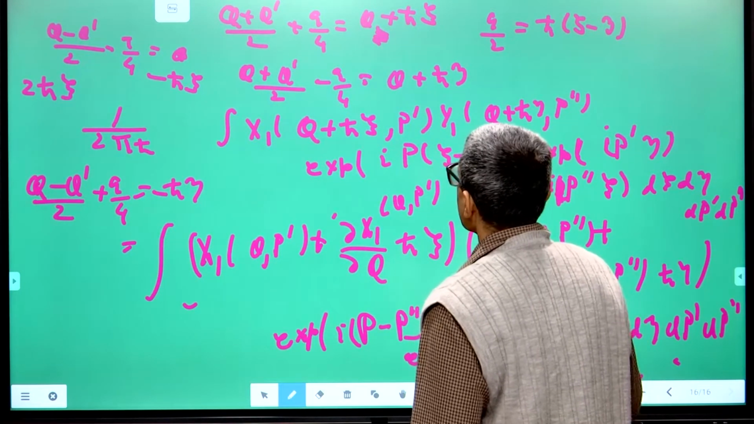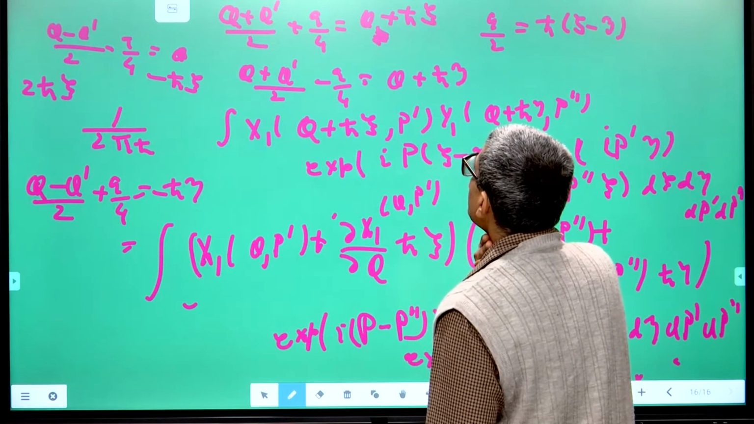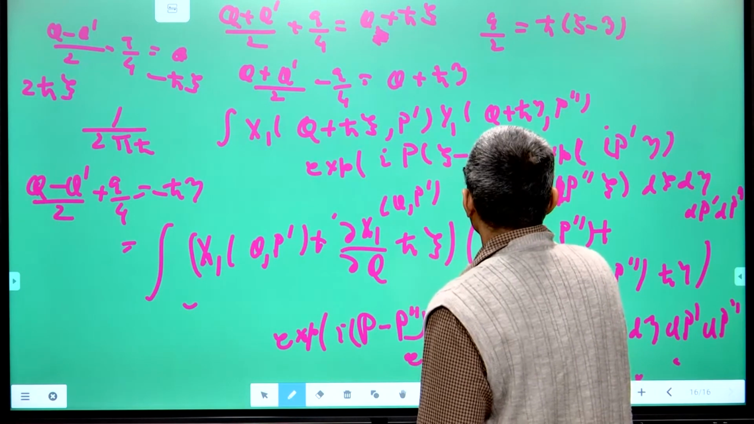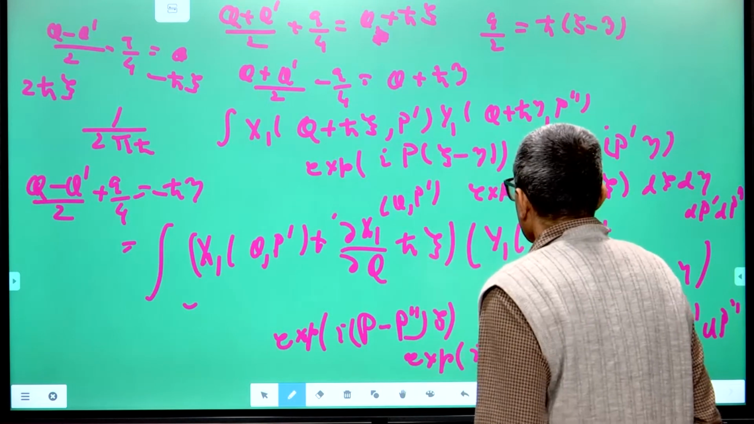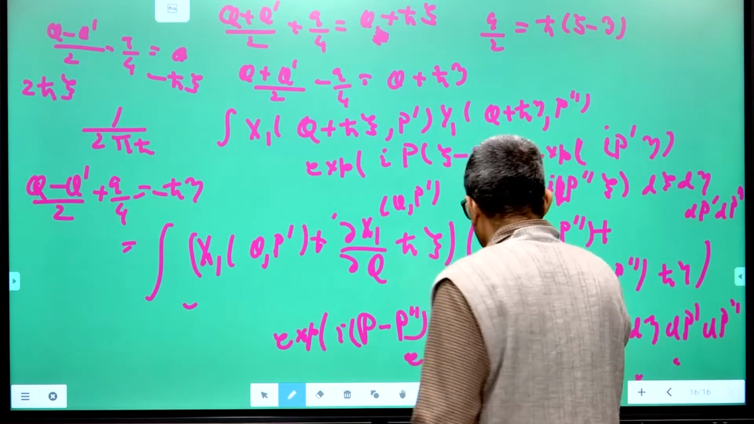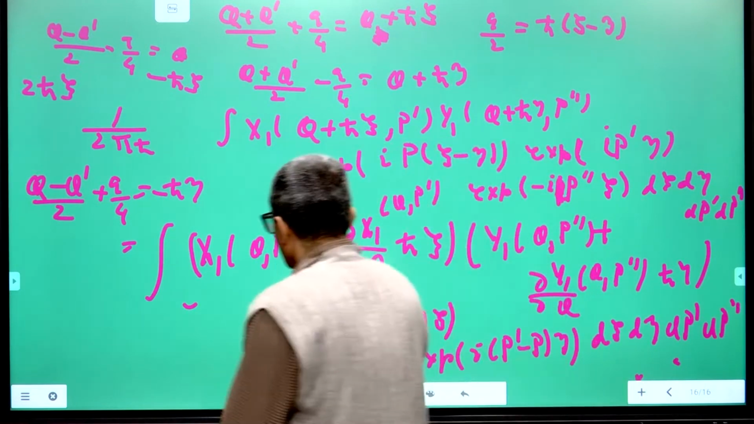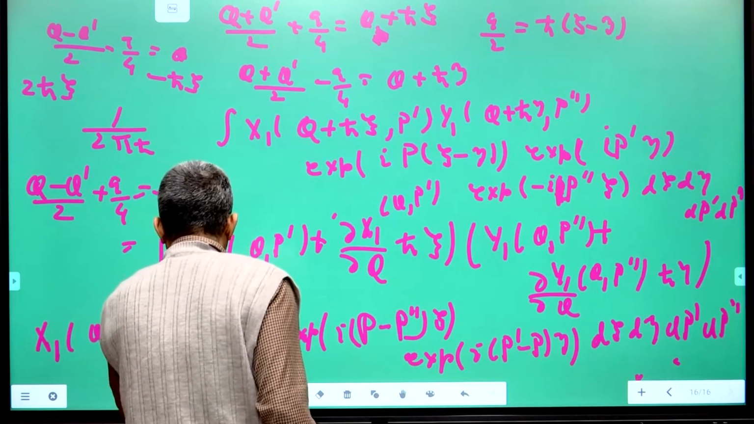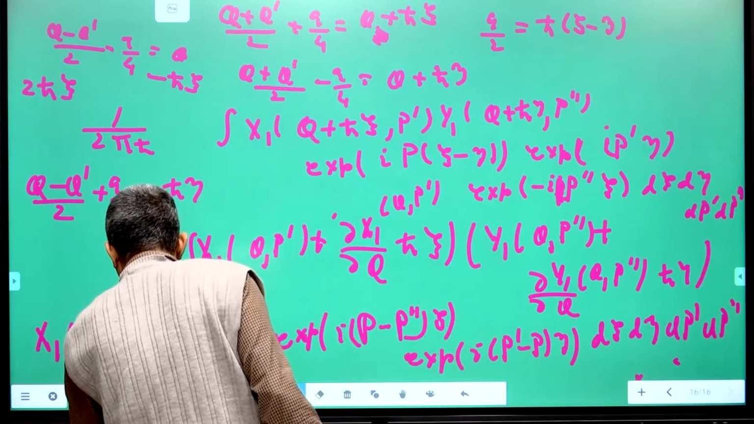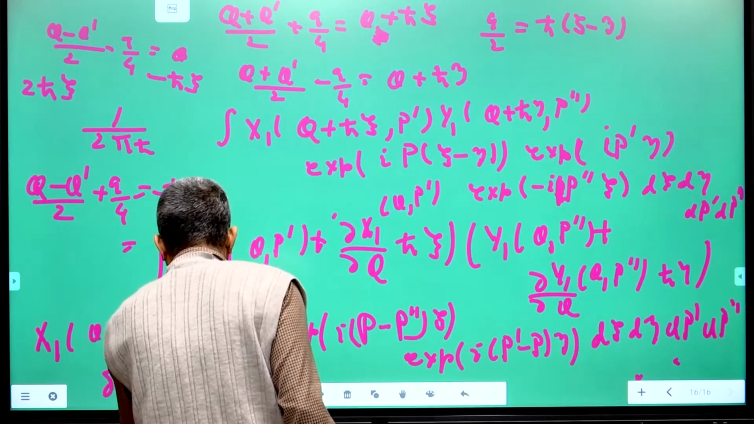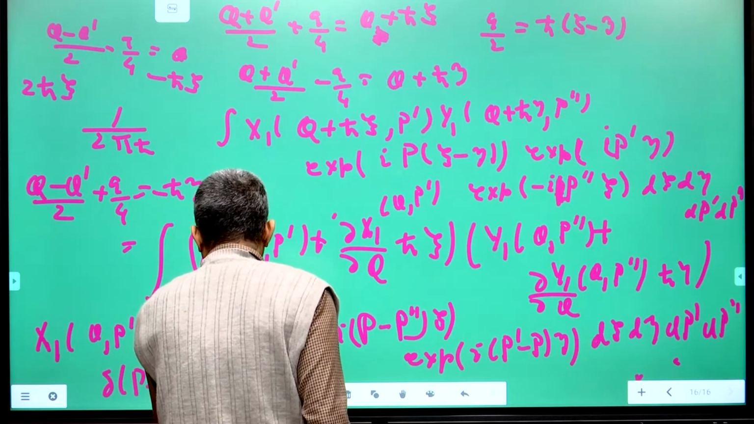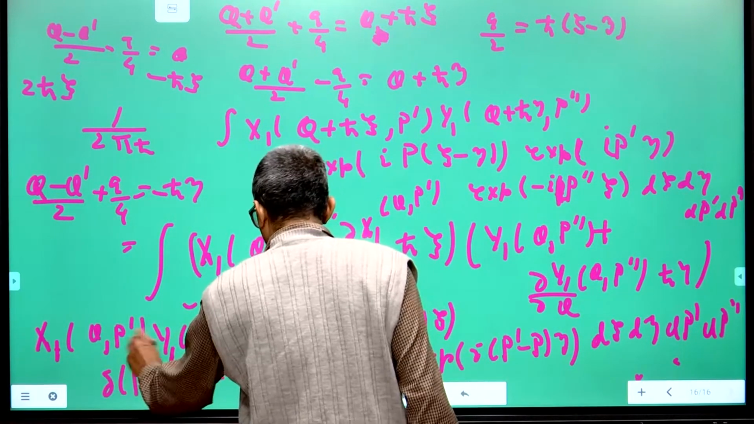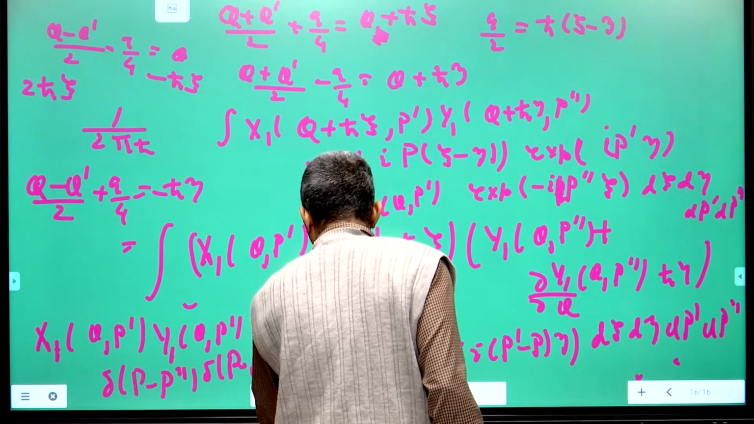If everything is okay, I think this is fine, right. What is the formula for q? Minus q dash by 2 minus q by 2. I think that is okay. So now if I expand this, what do I get? The first term of d xi d eta is simply x1 of qp dash multiplied by y1 of qp double dash. And then you have two delta functions when you integrate over xi and eta. So this will be delta p minus p double dash into delta p minus p dash, dp dash dp double dash. That will give you x1 qp into y1 qp, which is the normal usual product of two functions of q and p. So that will give you x1 y1, the product.